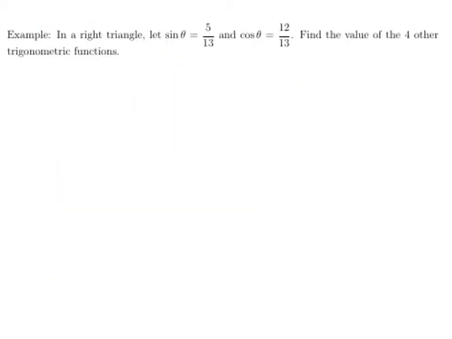Now let's look at a couple of examples that will use the reciprocal and quotient identities. Here we have a question that says, in a right triangle, let sine theta equal 5 over 13 and cosine theta equal 12 over 13. Find the value of the 4 other trig functions. Since sine theta is equal to 5 over 13, and sine is opposite over hypotenuse, the opposite side of the angle theta is 5 and the hypotenuse for this triangle is 13.